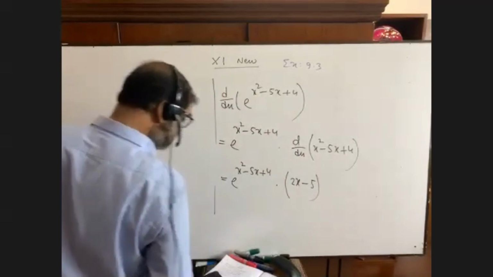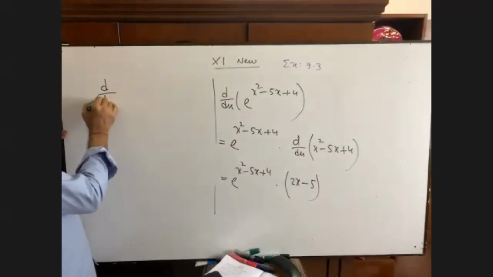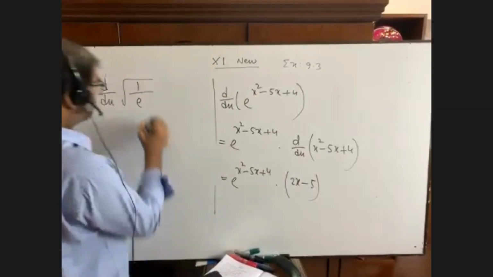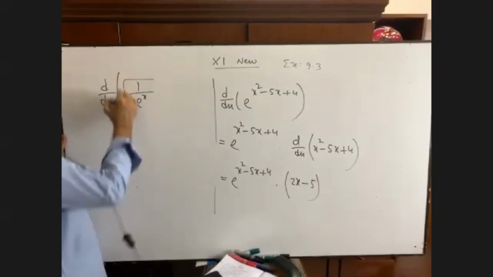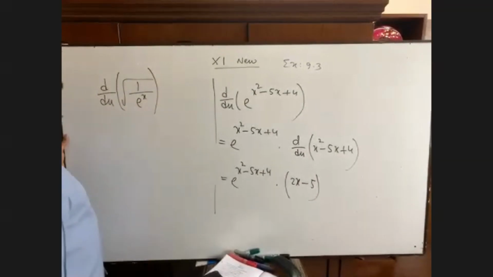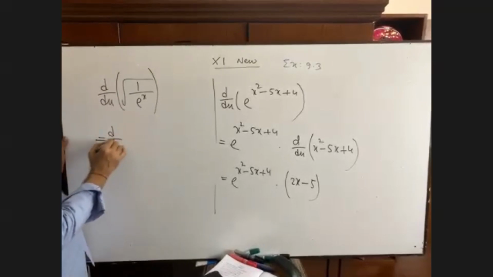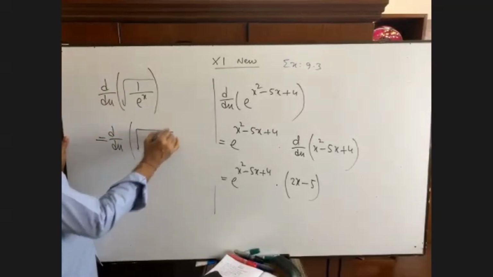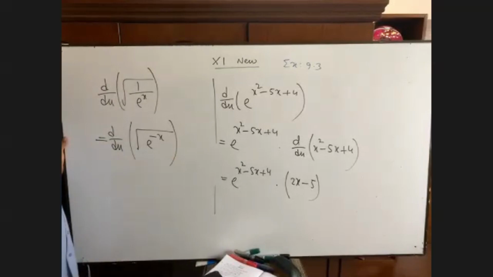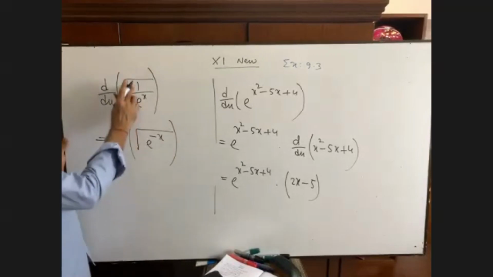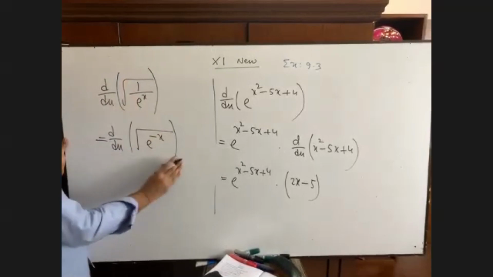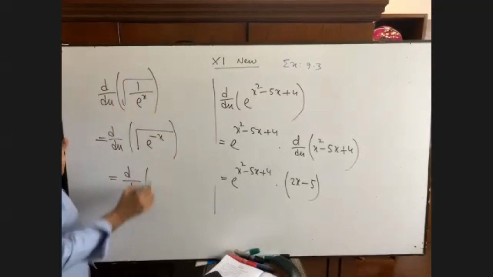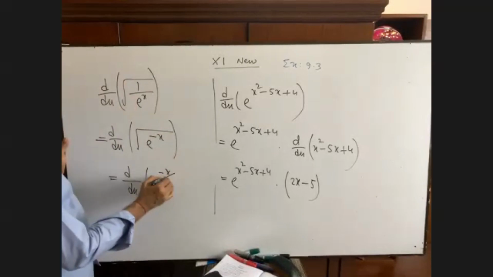Our next math. D by dx of root over 1 by e to the power x. This is the math. What will you do? D by dx of root over e to the power minus x. Is it? 1 by e to the power x. So it is e to the power minus x. That means d by dx of e to the power minus x by 2.